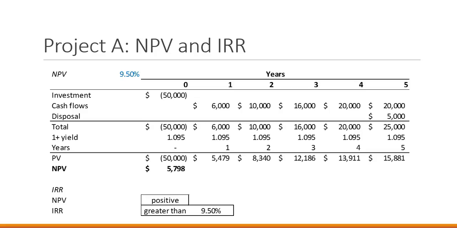Looking at Project A, first calculating our net present value, which is positive. We have a net present value of $5,798, and here we have applied our present value calculation to the annual cash flows over the 5-year investment period. And for IRR, we are simply noting that as the NPV is positive, IRR is greater than the discount rate of 9.5%.